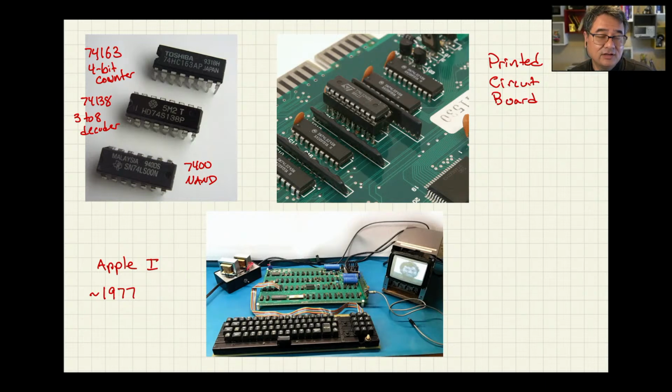So computers from the 1970s and 1980s were typically built from these individual components. Microprocessors back then did exist. In fact, this white chip right here is the, let me draw a line to it. This is the 6502 8-bit microprocessor.